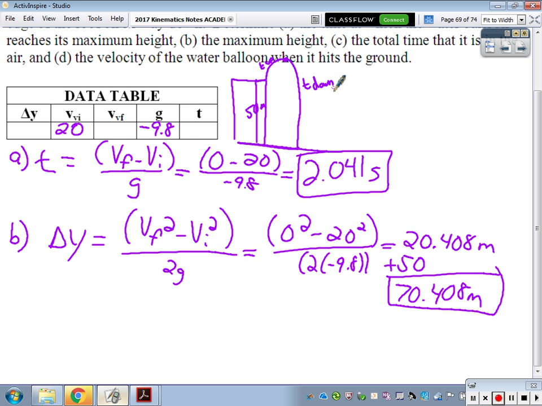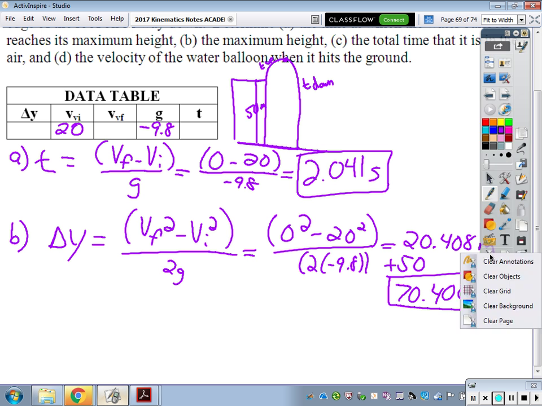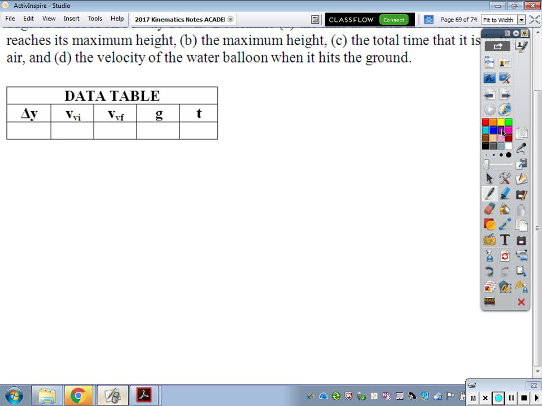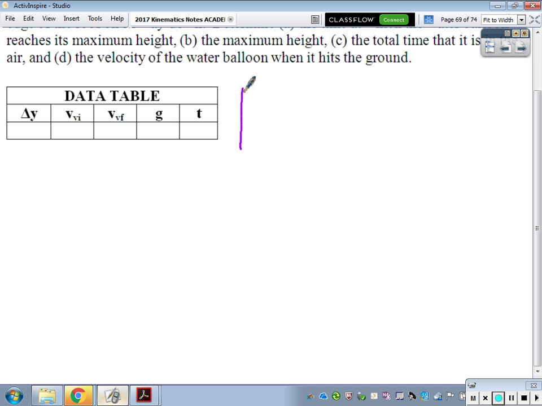Okay, now I need to clear this information so I have enough room so we can do parts C and D. Does everyone have everything written down? Yeah. Okay, so let's do this. Okay, real quickly, I'm just going to put our diagram back up. So we have our building, we've launched, we're going back here.